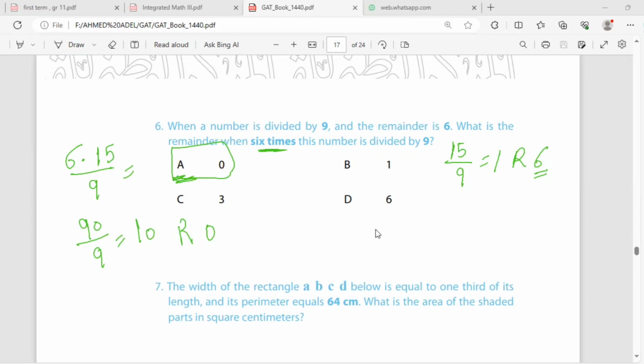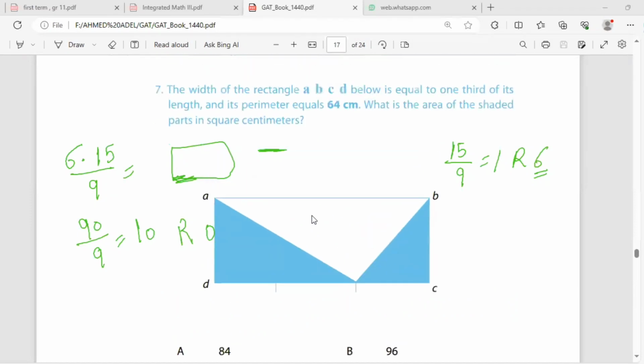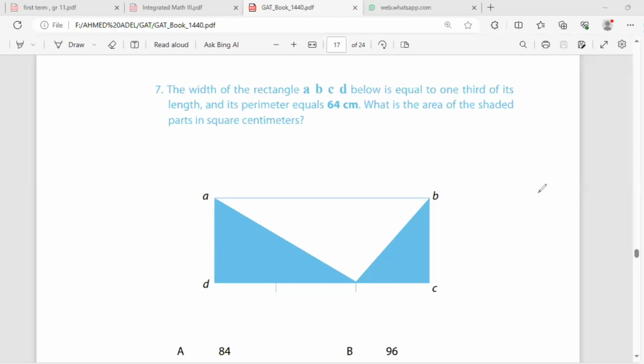Number 7. The width of a rectangle ABCD is equal to 1/3 of its length. For example, here, if this is x, then this side DC is going to be 3x. And the perimeter here is 64.